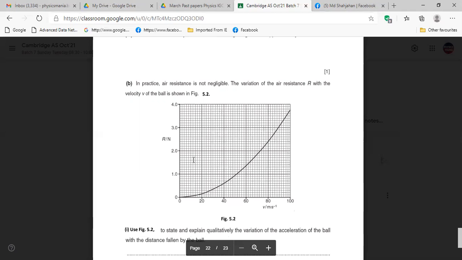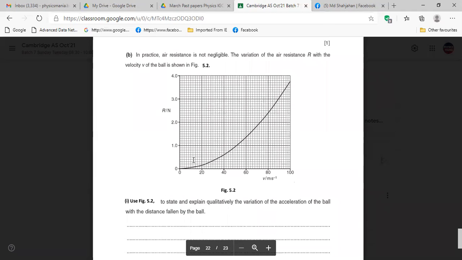Then next part, we have air resistance, right? Yes. Previously, we calculated all the things without air resistance. Now we have air resistance. Then we have the variation of air resistance with the velocity. That means as velocity increases, air resistance also increases. Yes, sir.